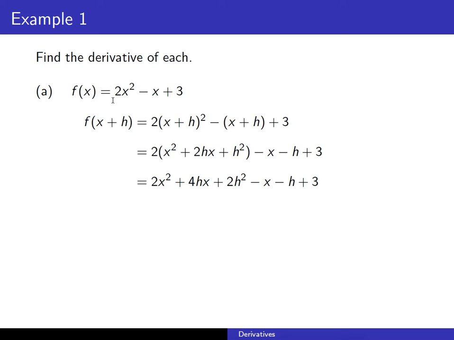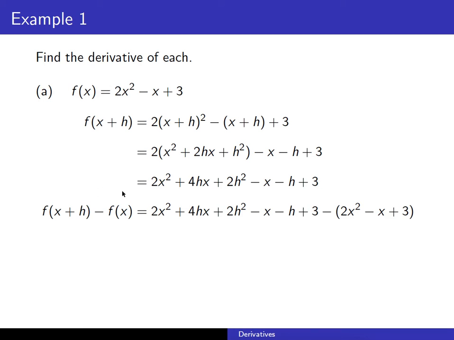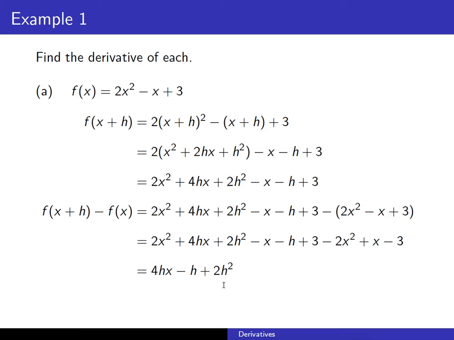All right, our next step is to subtract the original function that we started with. Remember, when you subtract the function, each of these terms are going to become their opposites. So if we take this f of x plus h, and then subtract the function that we started with, distribute the negative, we get negative 2x squared plus x minus 3. And now, combining like terms, your 2x squared minus 2x squared is gone, your negative x plus x is gone, and then your 3 minus 3 is gone. So all that's left is 4hx minus h plus 2h squared.